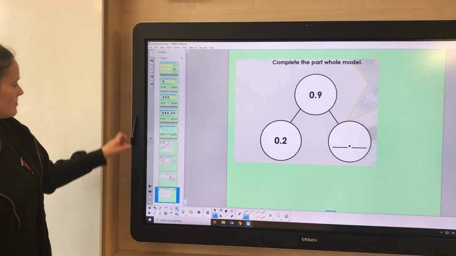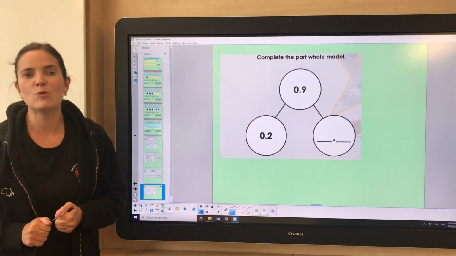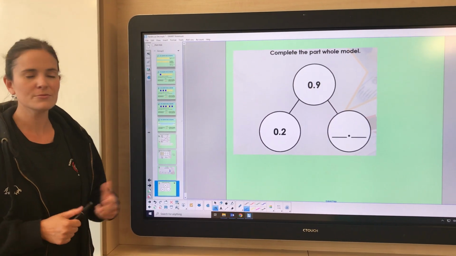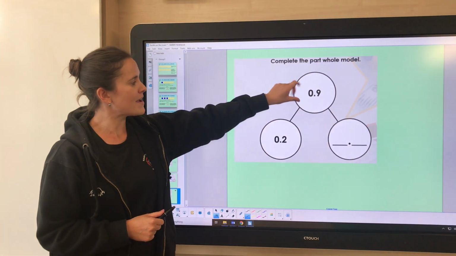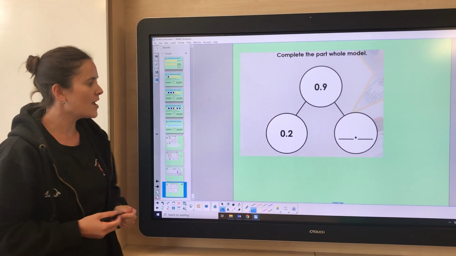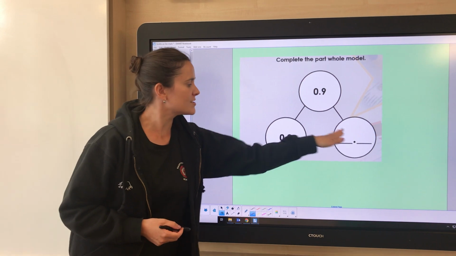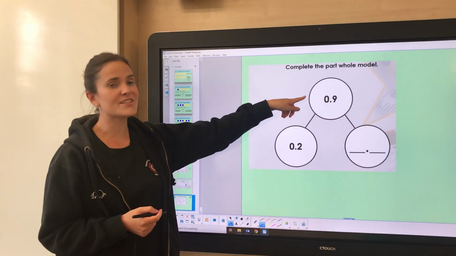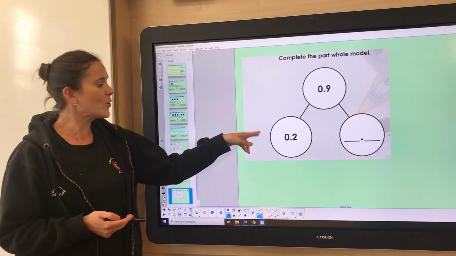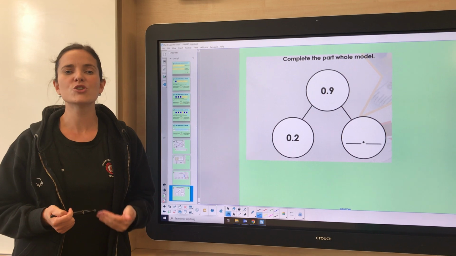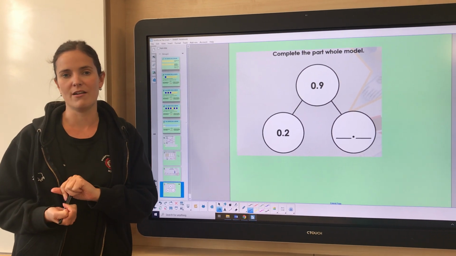One more question. A part-whole model. We love these part-whole models. So, as you know, we are trying to make this top amount, in which case 0.9, and these 2 sections here need to be added together to make 0.9. We already have 0.2, so what do we need to make 0.9?